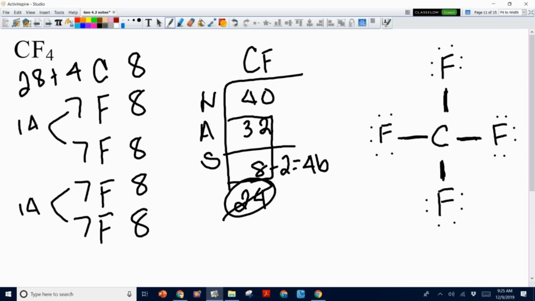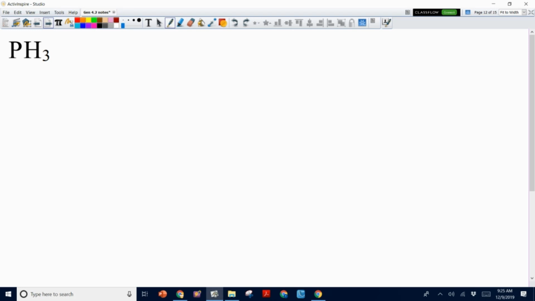So here we have a center atom with 4 things attached. So this is going to be tetrahedral for the shape. So that's as simple as it is. I do want to show you one example here that has a trigonal pyramidal.